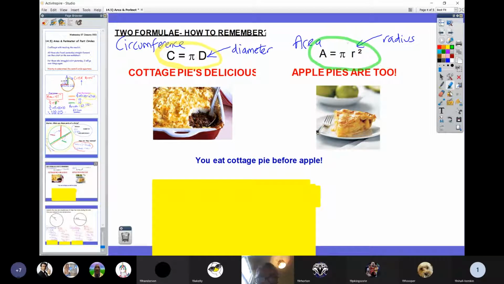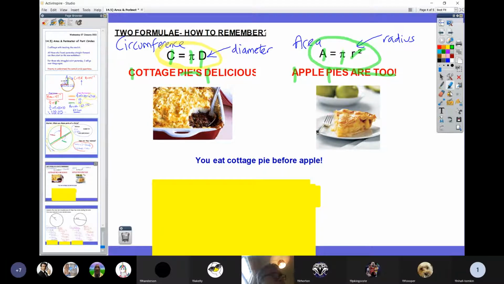And that bit in red there is my suggestion of a little rhyme to help you learn it. Okay, cottage pie is delicious. Well, the C from cottage is the C, the pi is the pi, and the D is the diameter. Okay, and apple pies are 2, A for A, pi for pi, and R2 is the R squared. Okay, so you need to learn those.